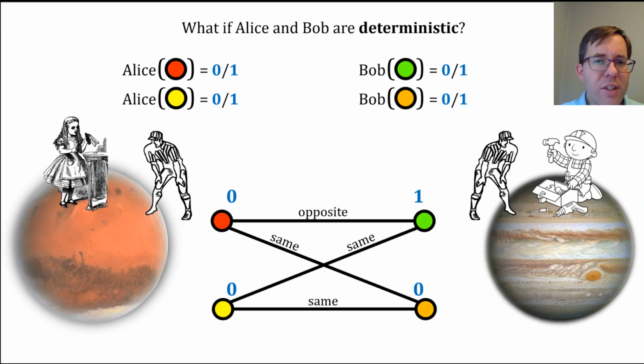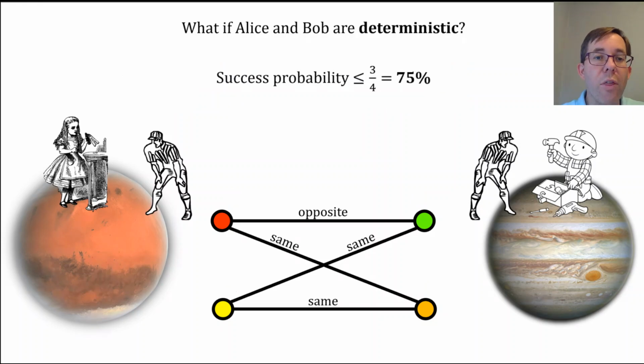So now you can see it's quite easy to analyze the best success probability that deterministic Alice and Bob can achieve. You just have to think about all possible ways to label the 4 vertices of this bipartite graph with 0s and 1s and try to match the edge labels. And you can clearly see that the best they can do is get 3 out of the 4 edges right.